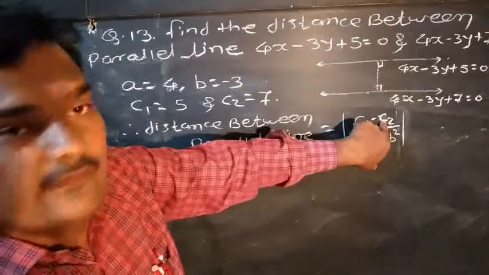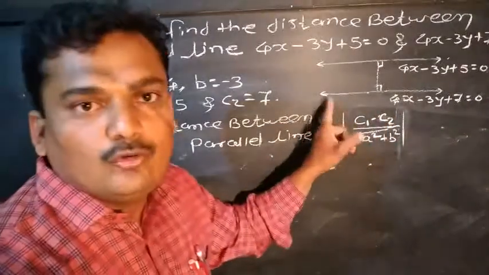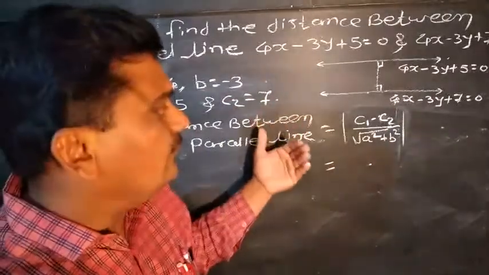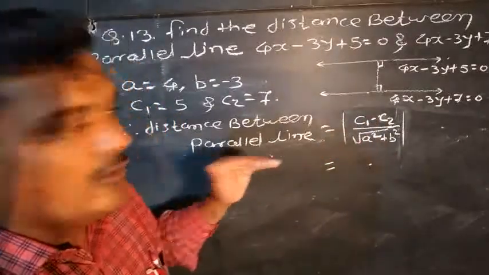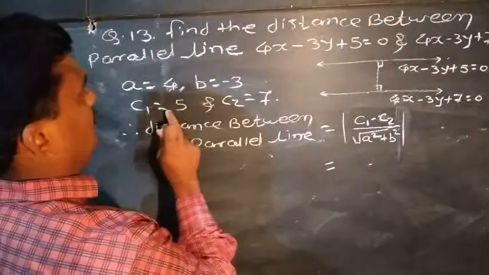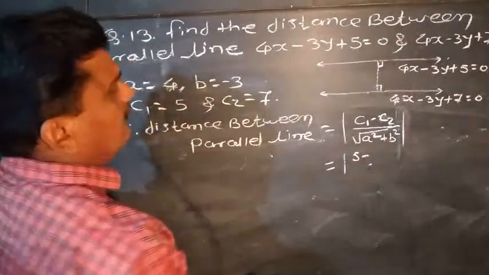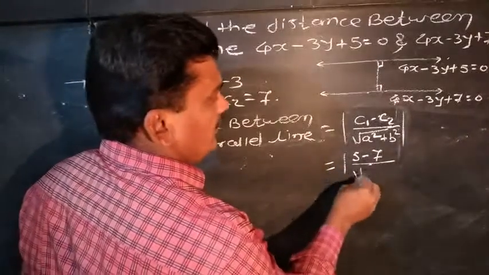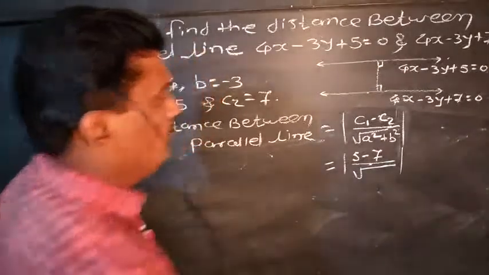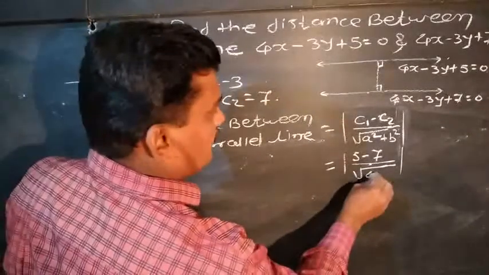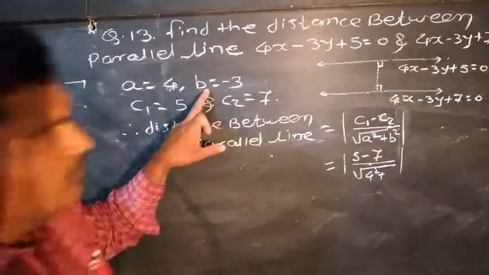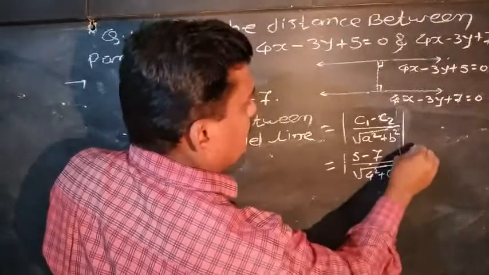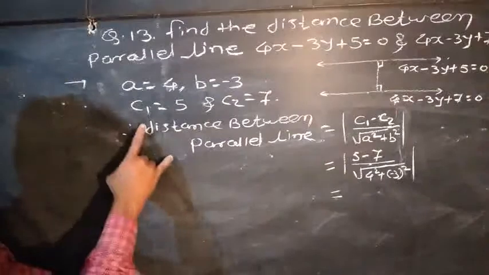This formula is taken as C2 minus C1 because of the minus sign. Then take this value outside, in the absolute value or modulus, so its value is positive. The value of C1 is 5 and the value of C2 is 7. Then 5 minus 7 divided by the square root of A square, where the value of A is 4, square, plus the value of B, minus 3, square. Next, take this calculation for the distance between the two parallel lines.